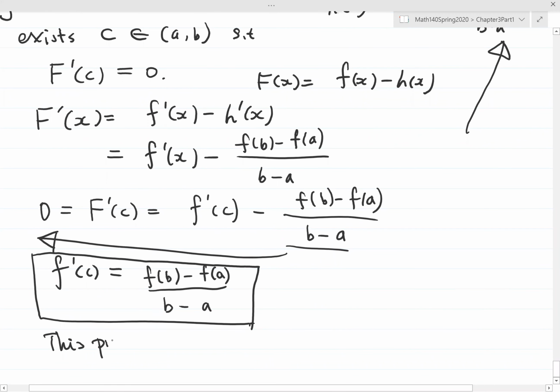So this proves the Lagrange mean value theorem. Then we are done for the Lagrange mean value theorem.